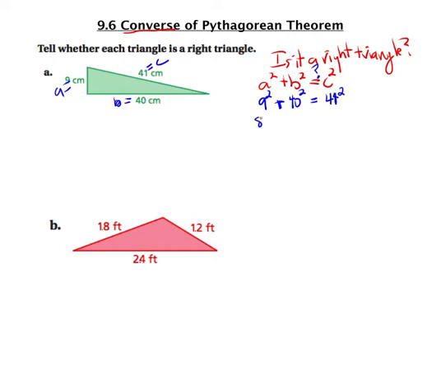Now we just simplify it out. Oh, we forgot our question mark. Is it equal? We don't know yet. So 81 is 9 times 9, and 40 times 40: well, 4 times 4 is 16, and then 10 times 10 is 100, so that would be 1600. And 41 squared, that is not something I know offhand.